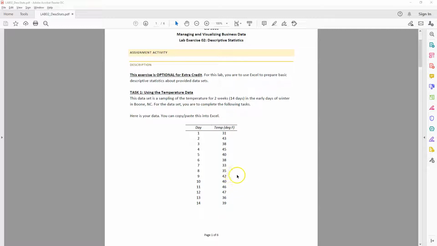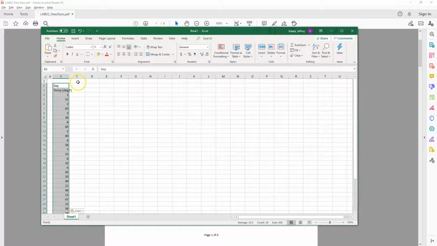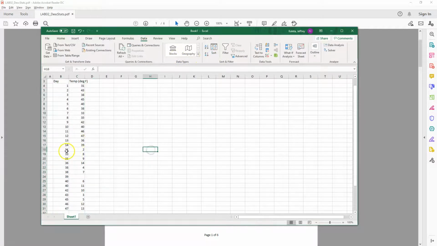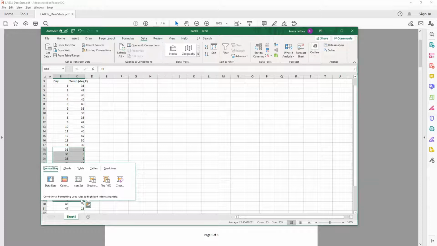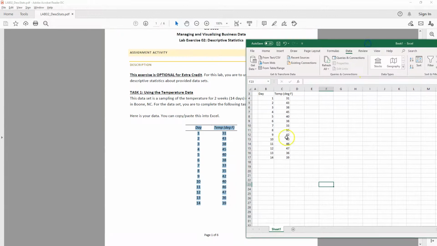So the first thing we're going to do is take this data set here, and I'm simply going to copy it. I'm going to come over here and paste it, and I'm doing a little trick here. This is actually going to be day, and this is actually going to be temperature. I don't need this. I'm going to do a quick sort here, and this is going to get my data set. I know this was just 14 days, so all this other stuff at the bottom was really garbage. So just to confirm, that's my data set right there.